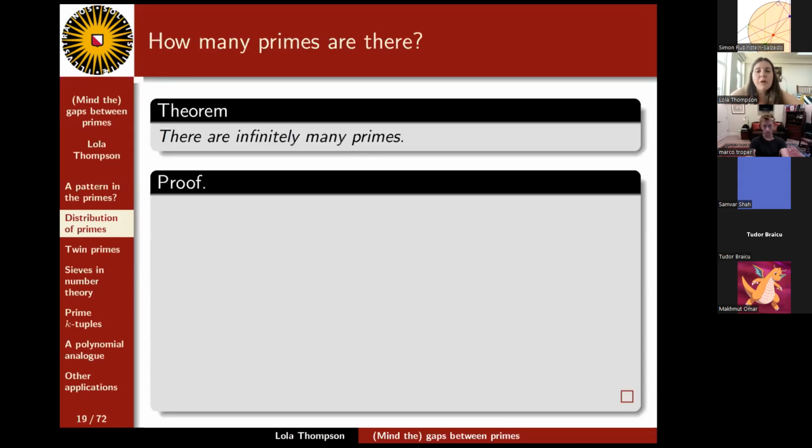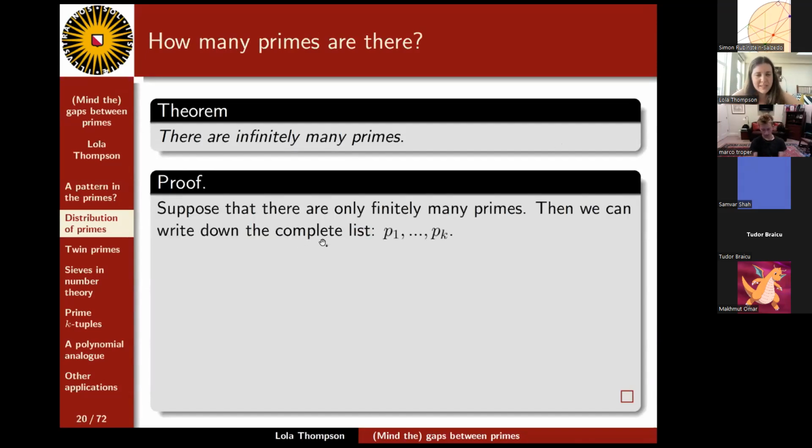So first off, someone might ask, well, how many prime numbers are there? And it turns out that there are infinitely many primes. Maybe some of you have seen this proof before, but I'm going to do the most classic proof. This one says, let's suppose that we have only finitely many primes. Then we can write down a complete list: P1, P2, P3, up to Pk, those are all the primes that exist.